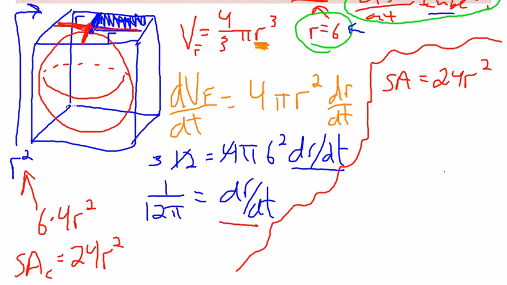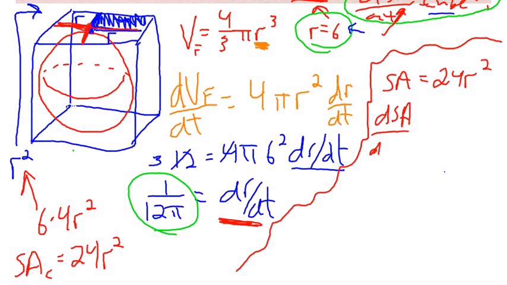I know dr dt, right? I've got r, I've got surface area. I'm looking for, just up here, remember that? I'm looking for the dSA dt, how is the surface area changing with respect to time. So I will green this, because we're going to use that. So I need to derive with respect to t.